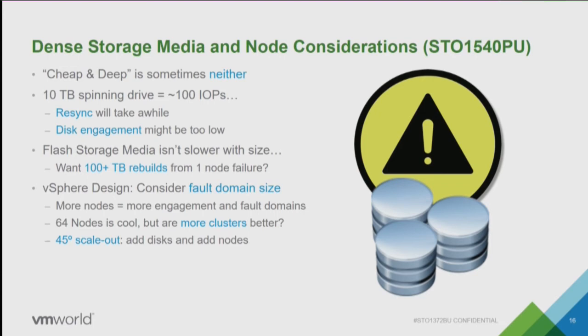So think like the 10 terabyte spinning disk. These are on the HCL and they're there for a reason. And I actually have customers using them with great success because they knew what they were getting into. You're talking about a disk that delivers about 100 IOPS on its best day all in. Resyncs are going to take a while. That's a nice way of me saying ages. It's just the nature of the physical media.